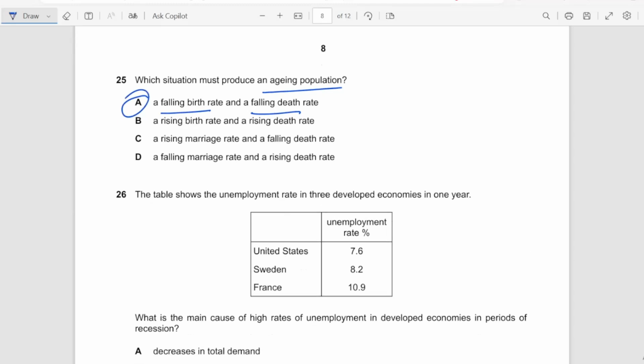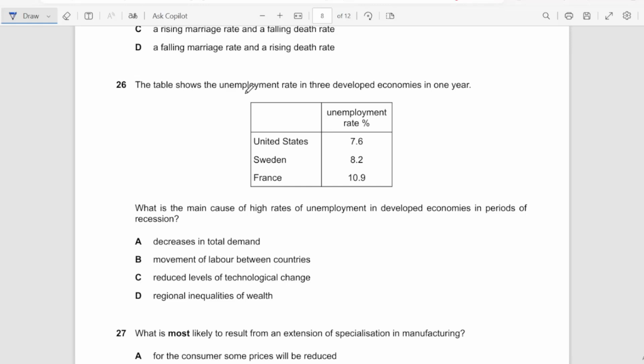All right, next question. The table shows the unemployment rate in 3 developed economies in 1 year: 7.6, 8.2, 10.9. These are all developed economies: US, Sweden, France. What is the main cause of high rates of unemployment in developed economies in periods of recession? When there's a recession, there's a decrease in total demand, and since labor demand is derived demand, there's less demand for labor due to less demand for goods and services in a period of recession, and this increases unemployment.